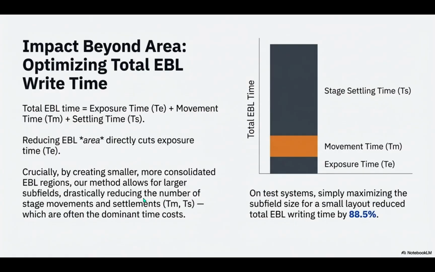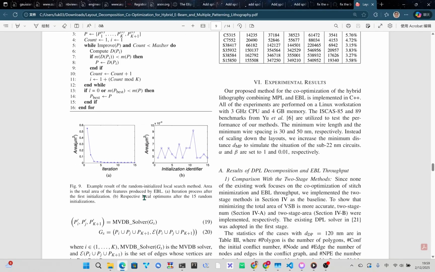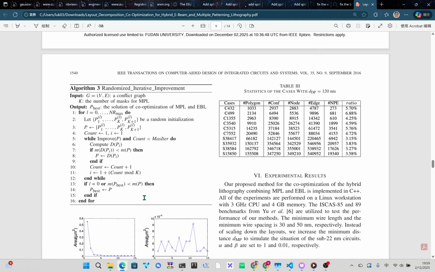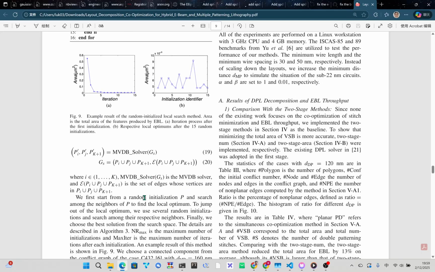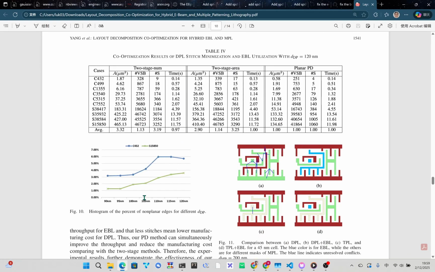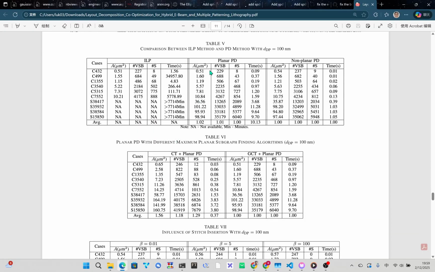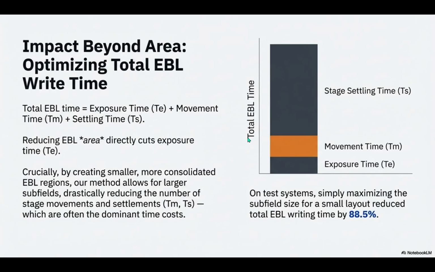This all culminates in the powerful control the framework gives the chip designer. Let's just revisit those weight factors, alpha and beta. This framework really lets you tune the economics of the chip. It absolutely does. The weights let you fine-tune that trade-off. If a designer sets the stitch weight, beta, very small, say 0.01, the system prioritizes minimizing that extremely high-cost EBL usage, even if it has to add more stitches. So high throughput, but maybe a more complex layout.